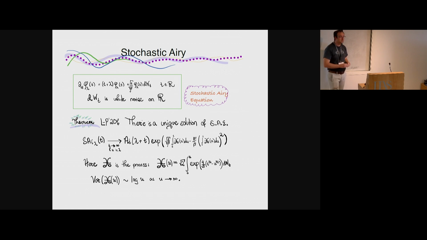So the stochastic Airy equation is a second order differential equation, a second order differential equation with a noise term. So it's two derivatives of phi in t equals lambda times phi plus square root 4 over beta times phi times a white noise.